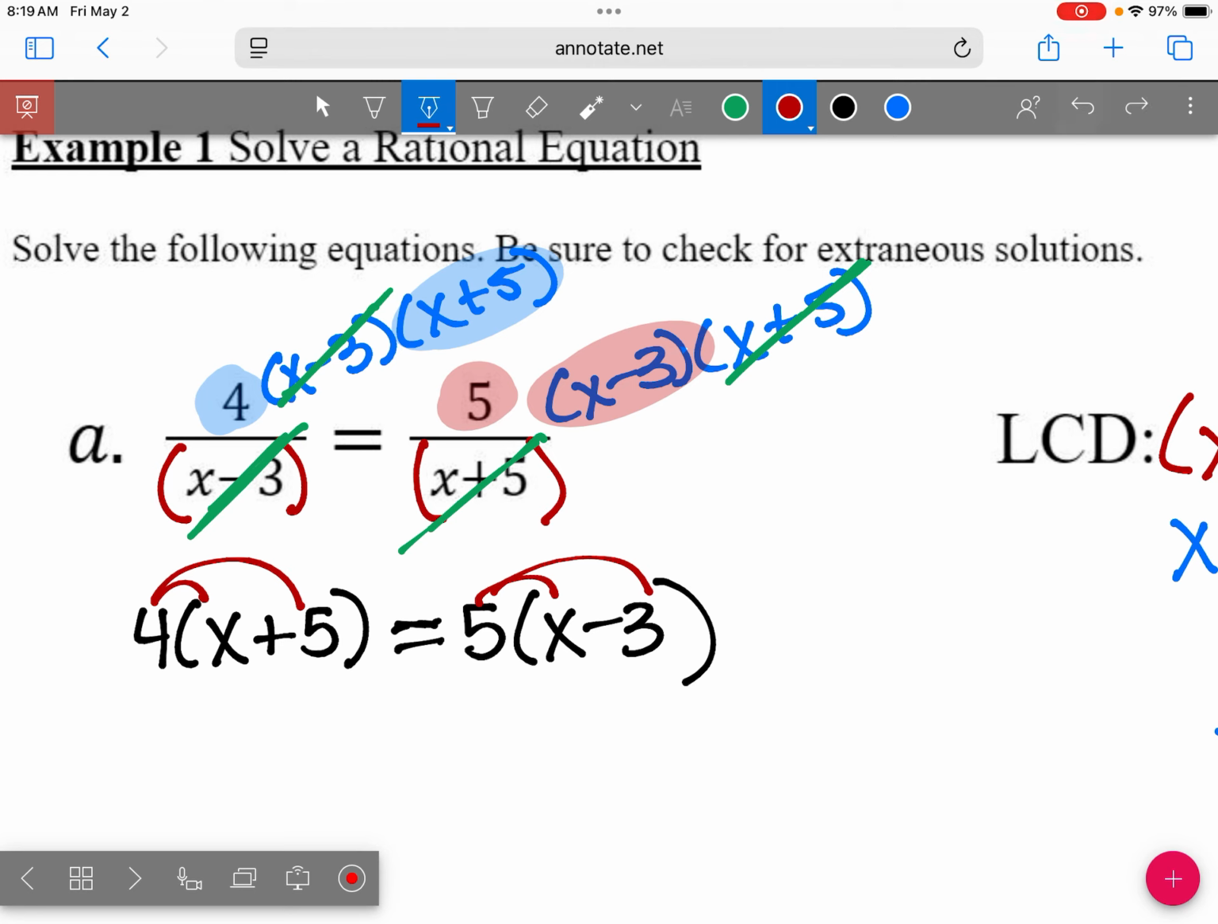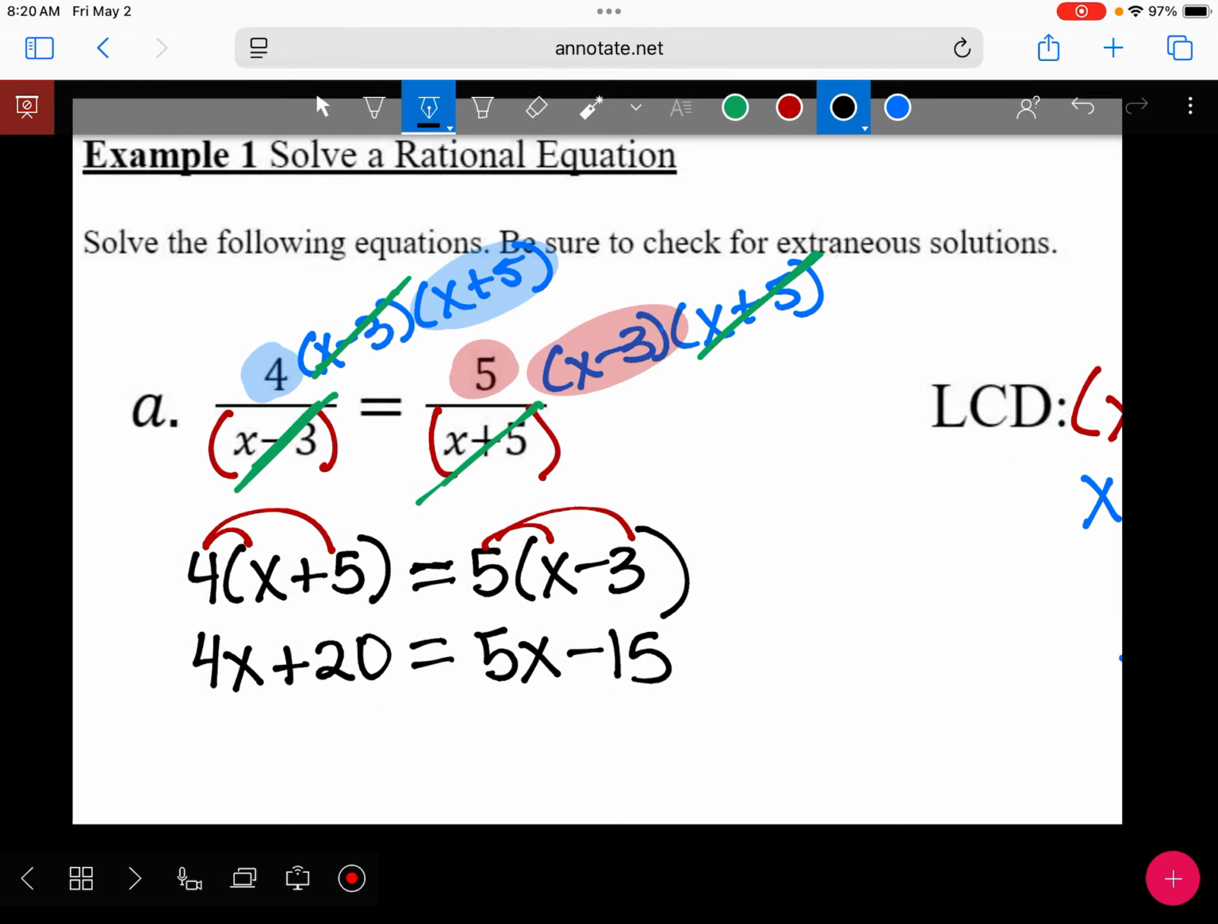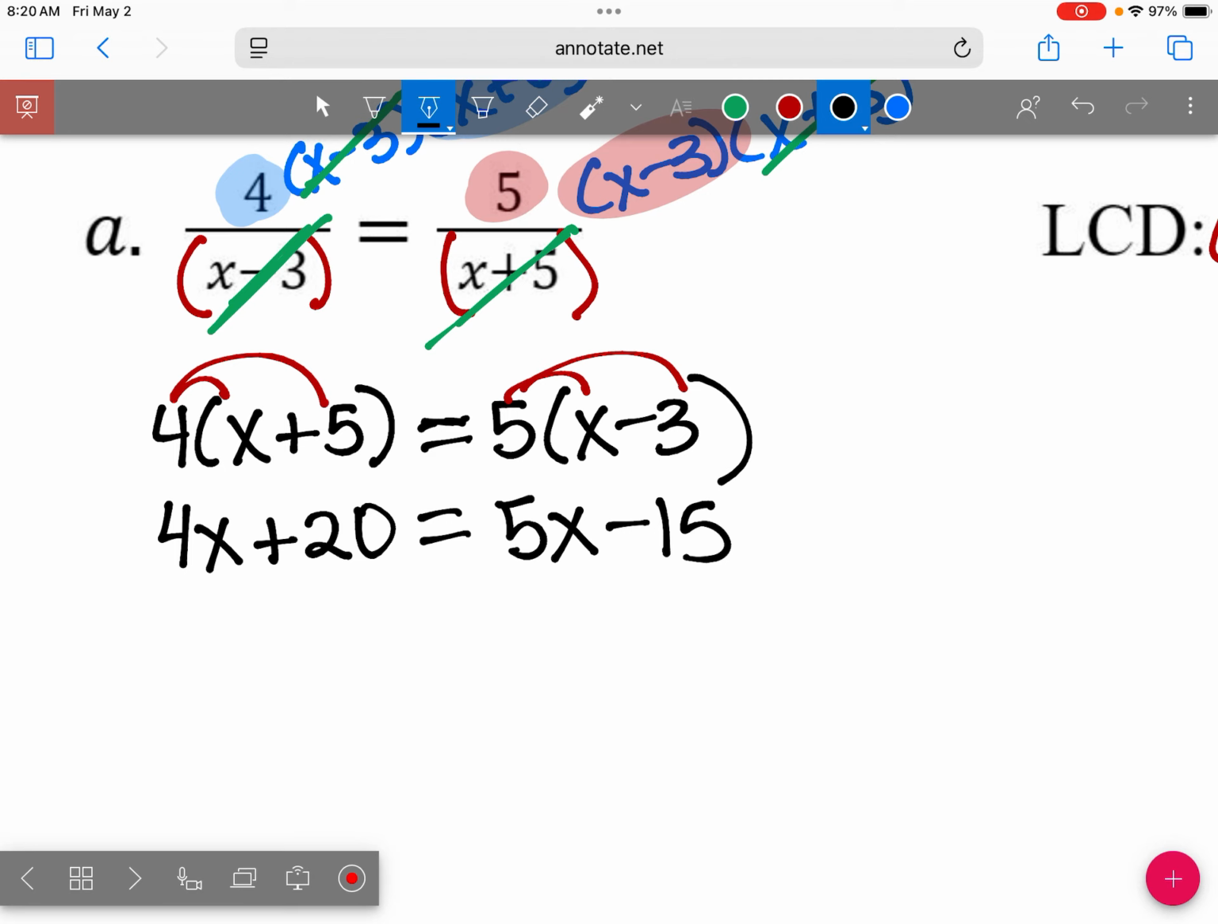So what do you get when you take 4 times x plus 5? 4 times x is 4x, and 4 times 5 is 20. 5 times x is 5x. 5 times negative 3 is negative 15. And now from here, we're just going to solve it out.